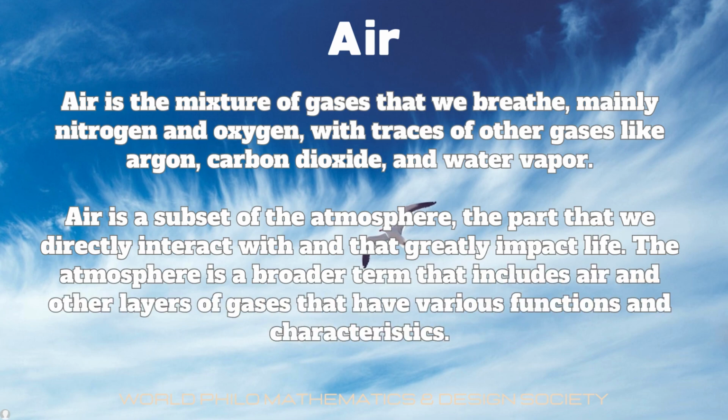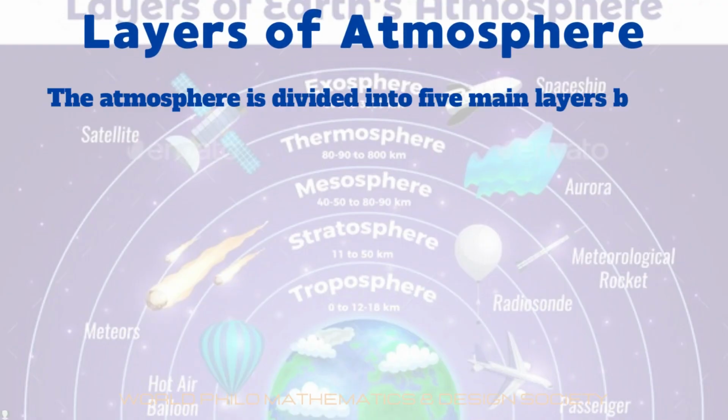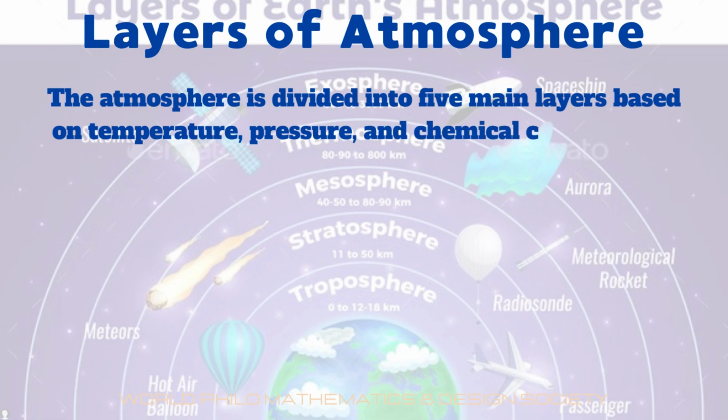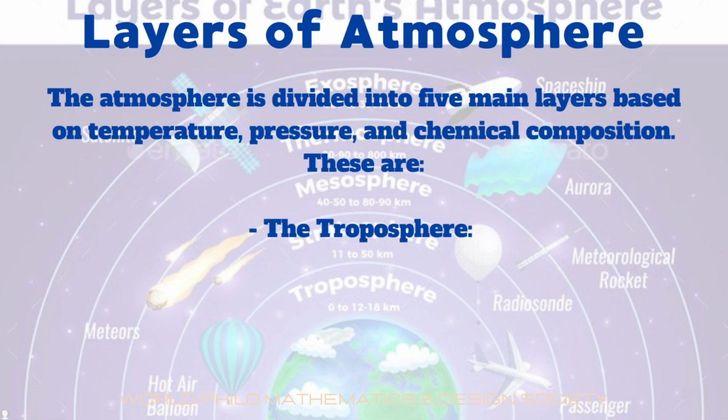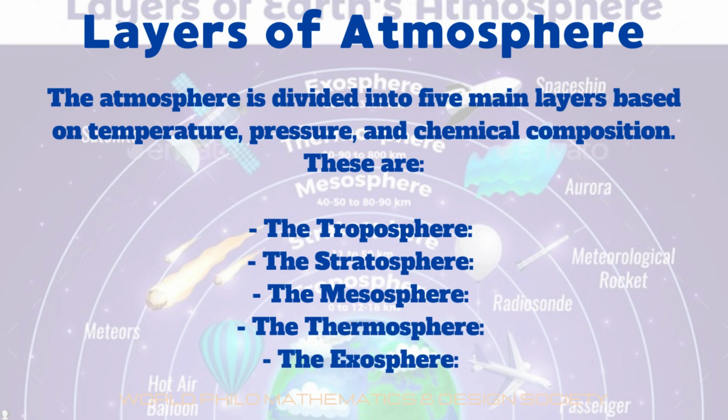functions and characteristics. The atmosphere is divided into five main layers based on temperature, pressure, and chemical composition. These are the Troposphere, the Stratosphere, the Mesosphere, the Thermosphere, and the Exosphere.